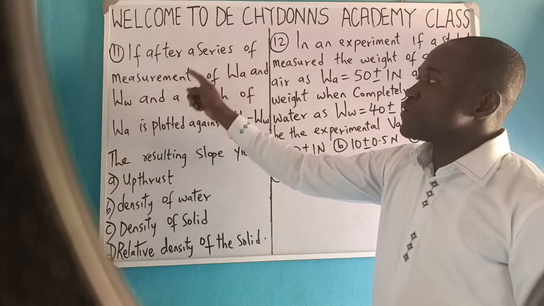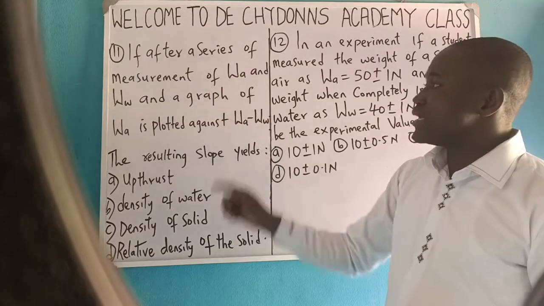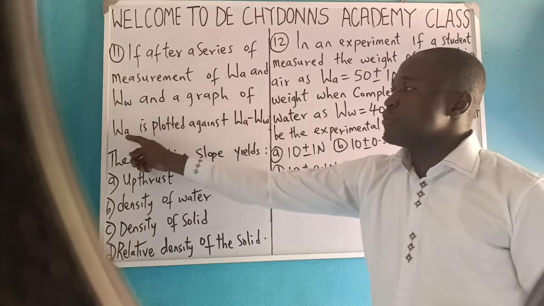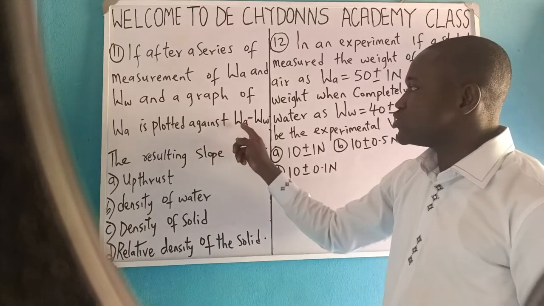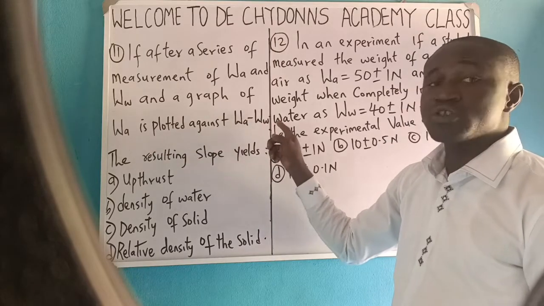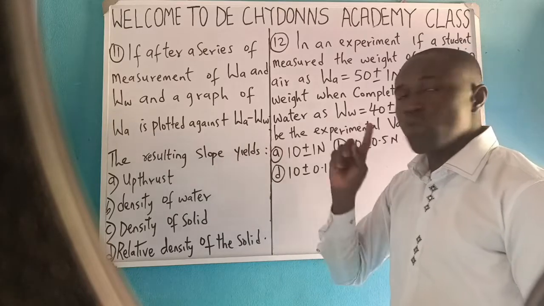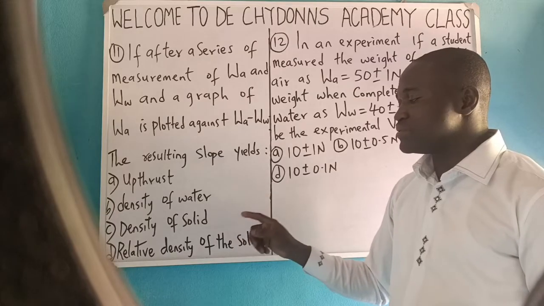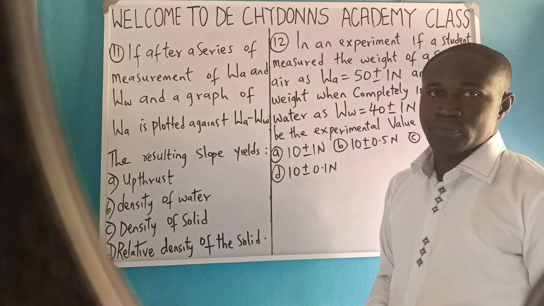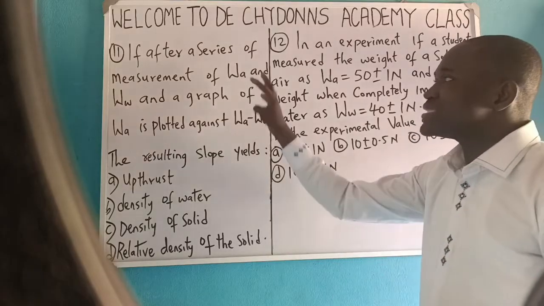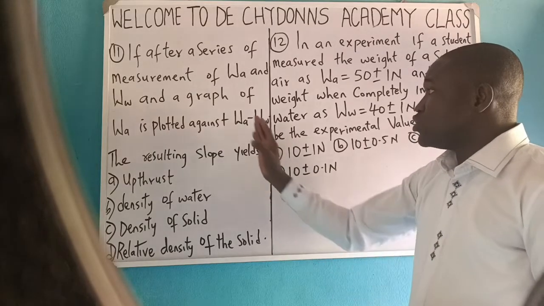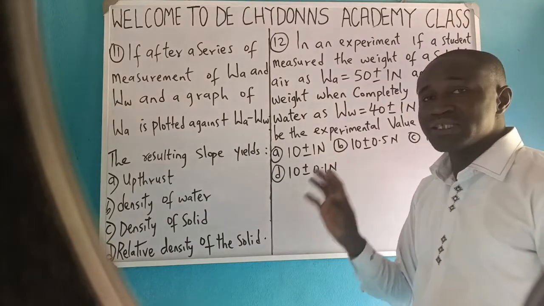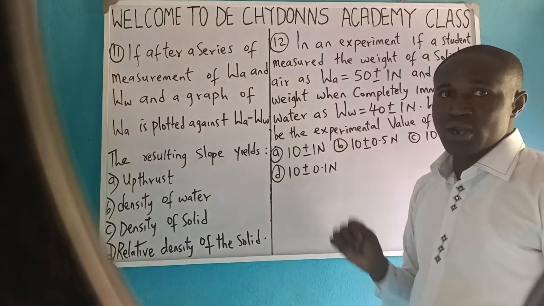If after a series of measurement of W subscript A and W subscript W and a graph of W subscript A is plotted against W subscript A minus W subscript W, the resulting slope yields what? A. Upthrust, B. Density of water, C. Density of solid, D. Relative density of the solid. Now, for you to answer this is simple. This question is coming from the topic fluids, where you talk about relative density, upthrust, and others.